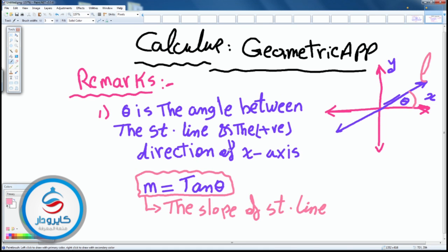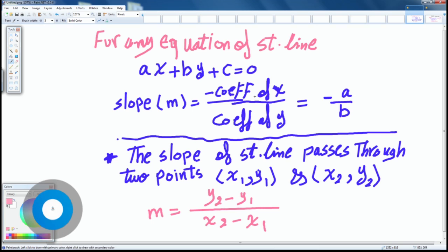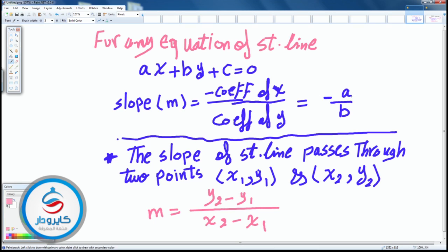Firstly, we can use the angle theta. Secondly, we can use the coefficients of x and y like that, negative a over b. And thirdly, we can find the slope of the straight line if it passes through two different points, x1 and y1, x2 and y2, then the slope equals y2 minus y1 over x2 minus x1.